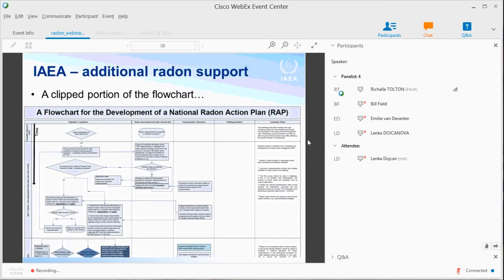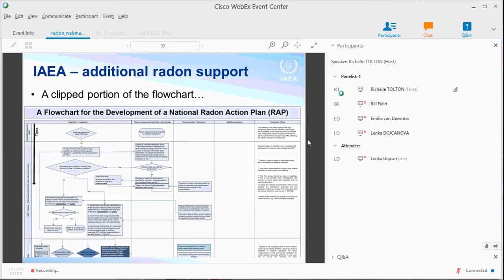And we here at the IAEA have provided some additional support. One example shown here is a flow chart that's available to help with the development of the National Radon Action Plan or Radon Action Plan. This is just a screenshot, and it's very detailed. But like I mentioned before, these and other documents are available on our website, and support to member states is available upon request.